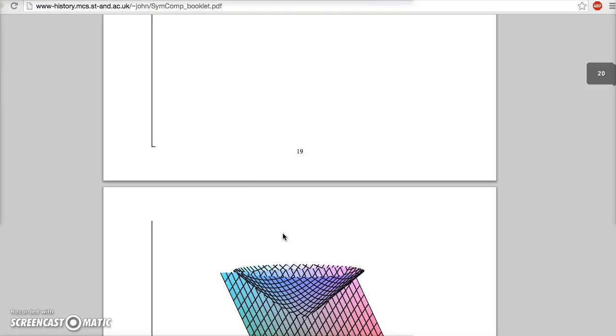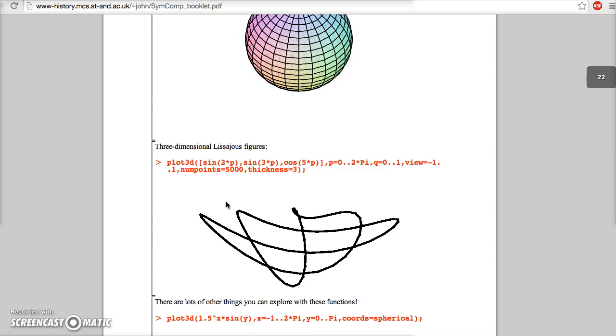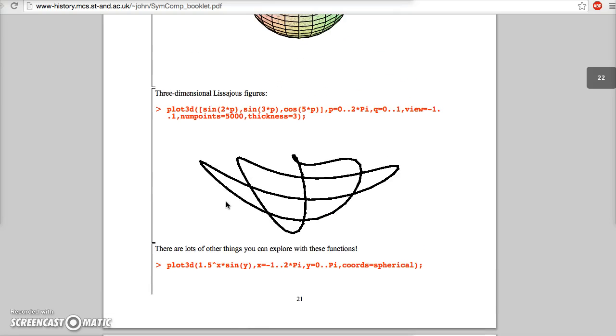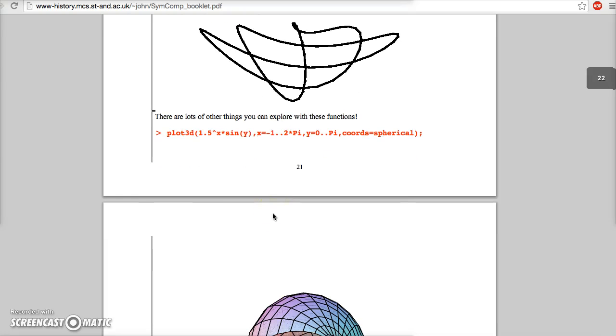And then these are all just different three-dimensional graphs. This is just a famous graph. It's a Lissajous figure.